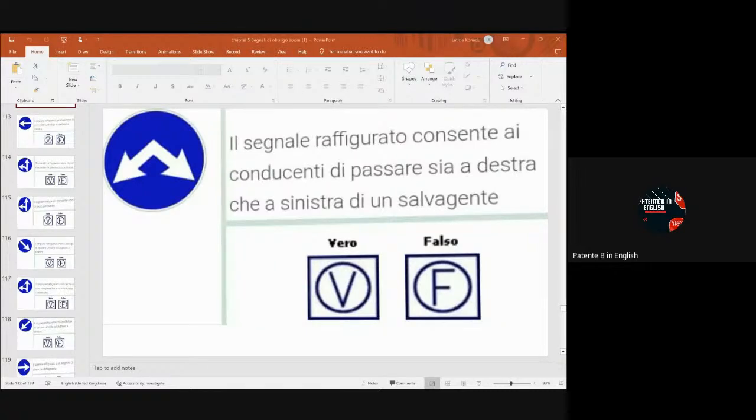And indeed, the answer to this question is true. Il segnale raffigurato consente ai conducenti. So this sign, it allows drivers to pass either on their left hand side or their right hand side of the salvagente, a shelter. Yeah, when you say salvagente, it's a shelter where passengers could be waiting for the buses or for the tram to come. Yeah, okay.